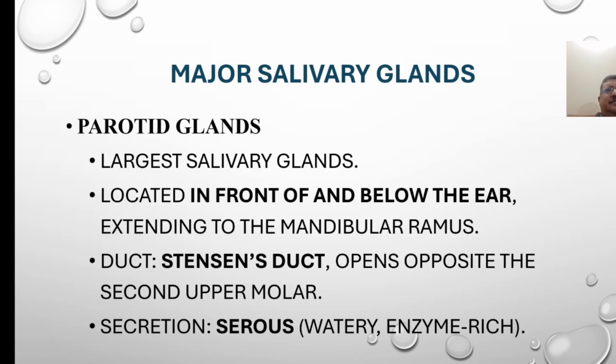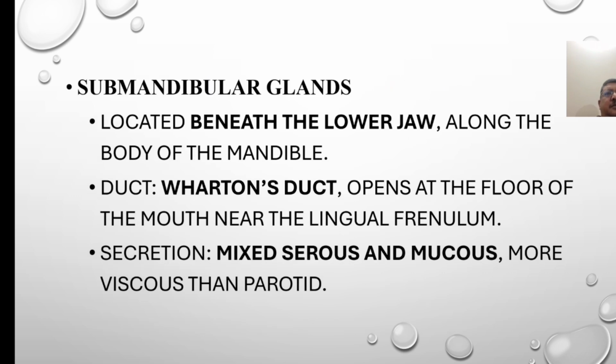Major salivary glands: parotid glands. It is the largest salivary gland, located in front of and below the ear, extending to the mandibular ramus. Duct: Stensen's duct, opens opposite the second upper molar. Secretions: serous, that is watery and enzyme rich.